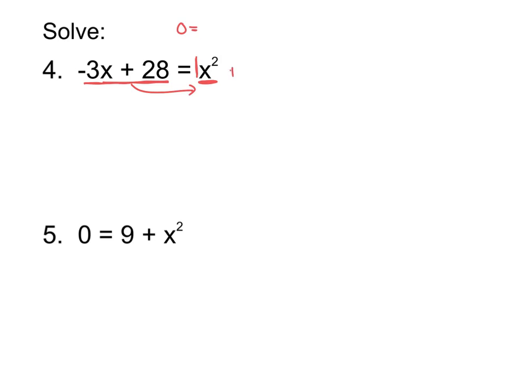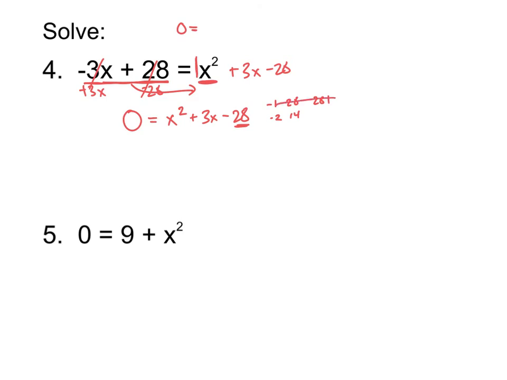So add 3x and subtract the 28, so those go away. Now I have 0 equals x squared plus 3x minus 28. And now I factor this. So what are the factors of negative 28? Well, I would do negative 1 and 28, negative 2 and 14. Sorry, I could have negative 28 and 1.